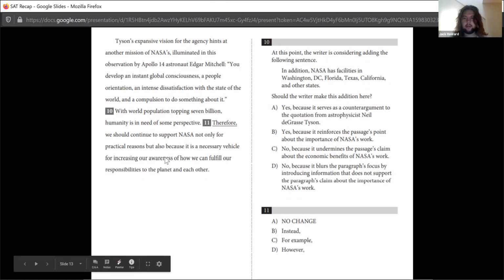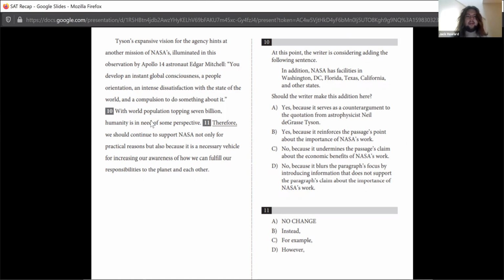If NASA and space travel helps deliver perspective, and they state that we need perspective, it is logical and not contradictory to say that we should continue to fund NASA. So therefore is a better choice than however, because however implies that the statement will oppose the previous statement, while therefore implies that it follows logically. Does that make sense? Does anyone have any questions?